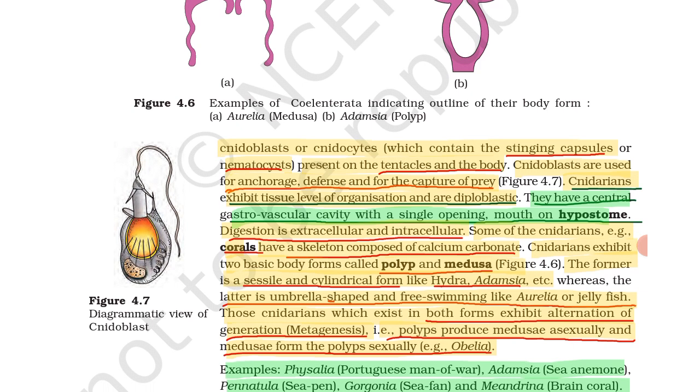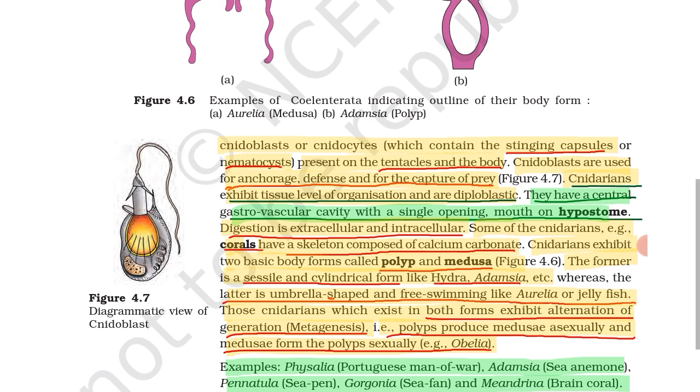Then next, those cnidarians which exhibit both forms exhibit alternation of generation, metagenesis, that is polyps produce medusa asexually and medusa produce polyps sexually. Example Obelia. So keep in mind that they show alternation of generation, and this alternation of generation is called metagenesis. That is polyps produce medusa asexually and medusa produce polyps sexually. The example is given Obelia.